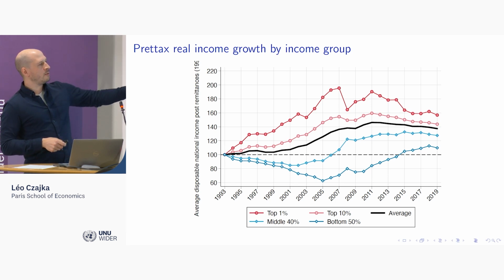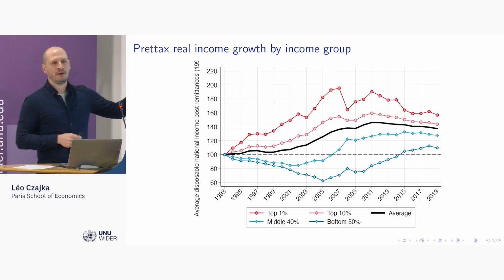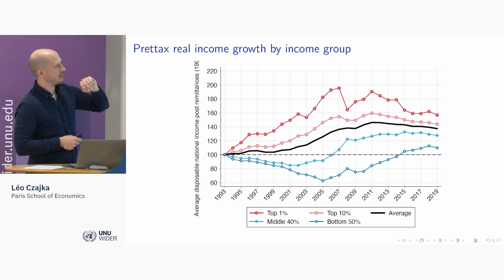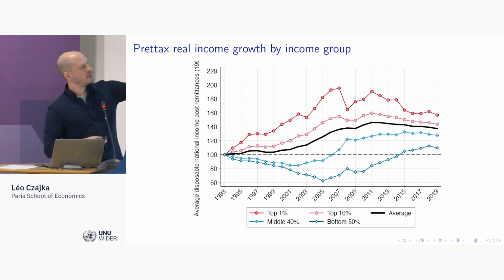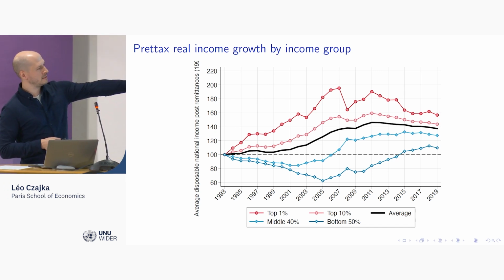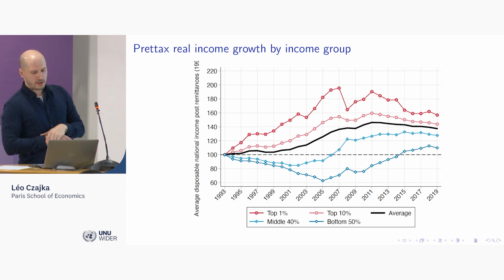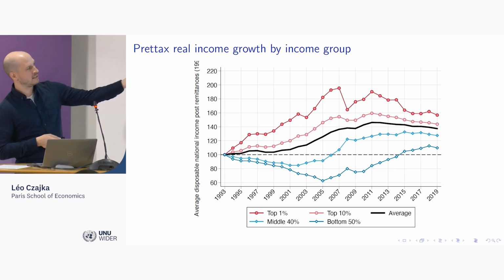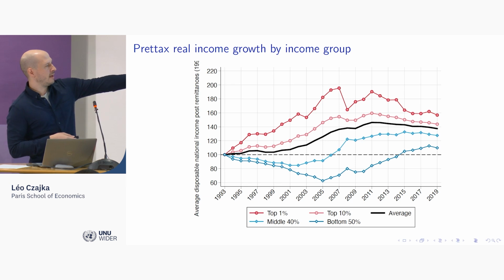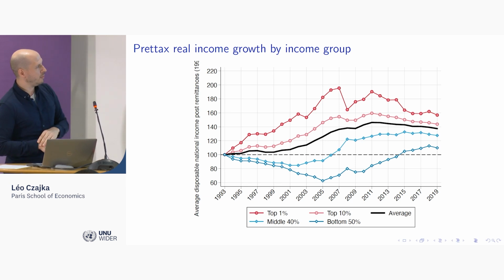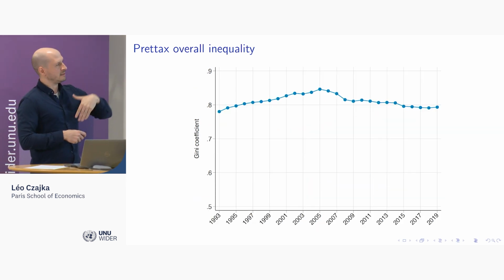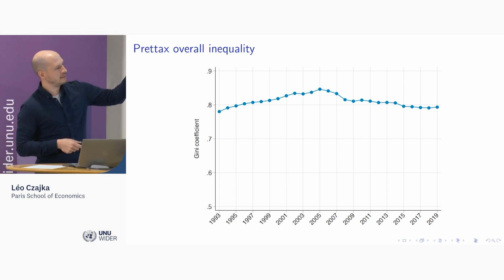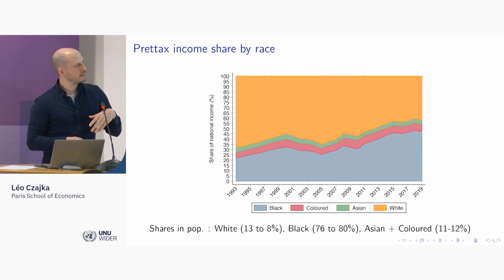So, okay, now the results. How did growth evolve in South Africa since 1994? You have a big boom until the crisis, and then stagnation or recession since 2011. This is real income growth as a percentage of 1993. As a consequence, inequality has increased until the crisis and then decreased.